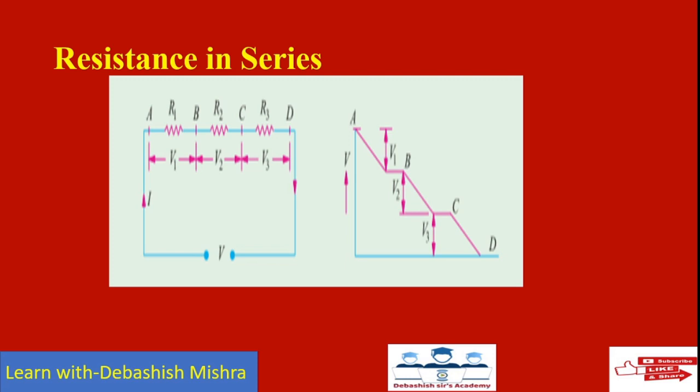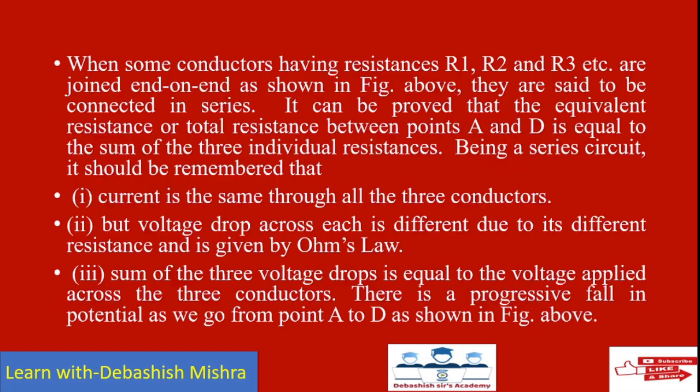So, resistance in series. If two or three resistances are in series, then what will be the result? In this diagram, you can clearly see R1, R2, R3 in series. Across R1, voltage V1 is there, across R2, voltage V2 is there, across R3, voltage V3 is there, and total current is I and total voltage is V. So we will calculate what is the R equivalent of this circuit if R1, R2, R3 are in series.